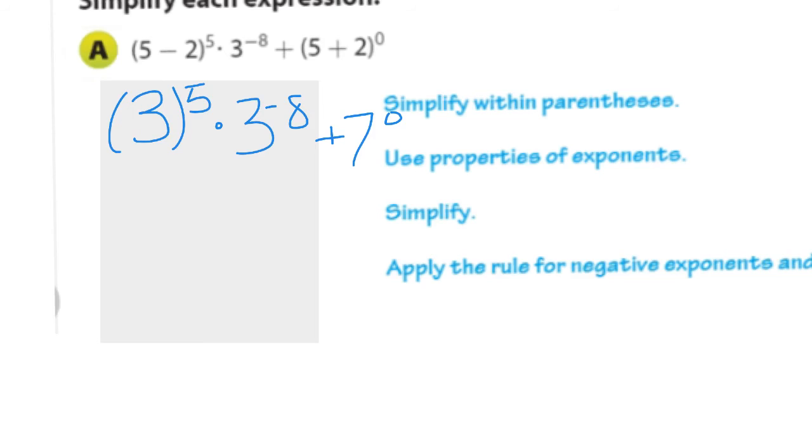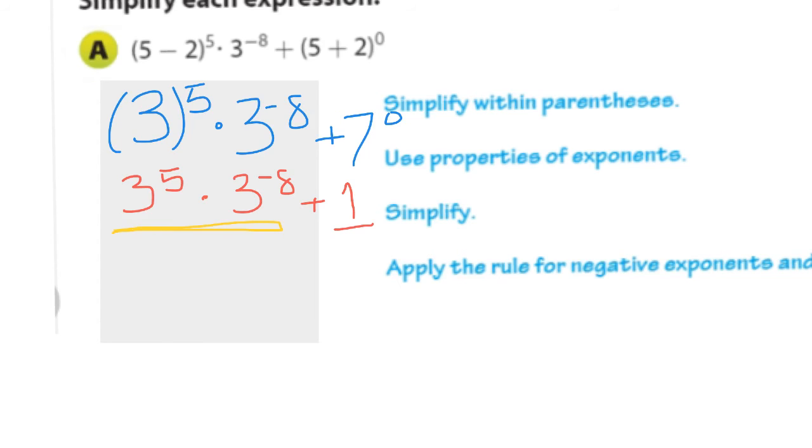Okay, use properties of exponents. The properties of exponents tell me that I'm going to leave this 3 to the 5th for the moment. I'm going to leave 3 to the negative 8 alone. Plus, I have 7 to the 0 power. Well, 7 to the 0 power is 1. And they want me to simplify.